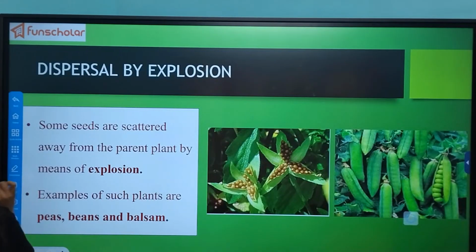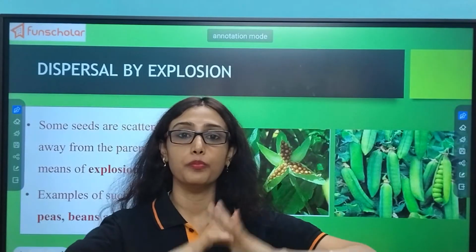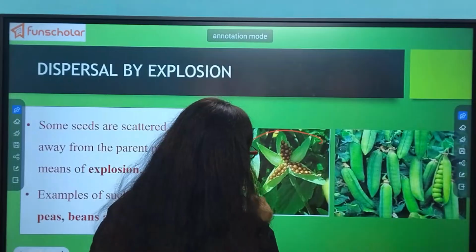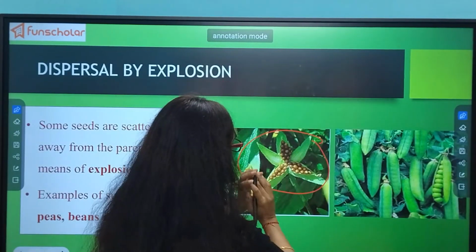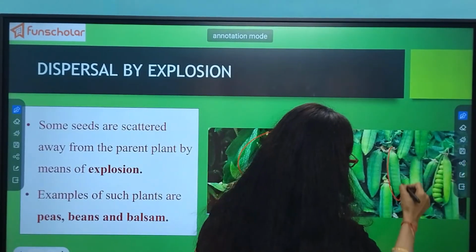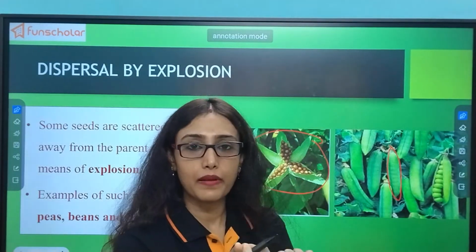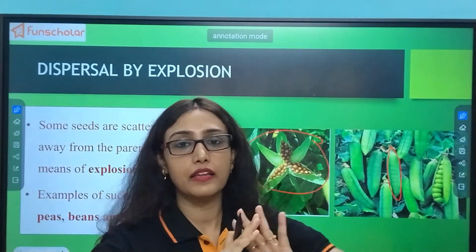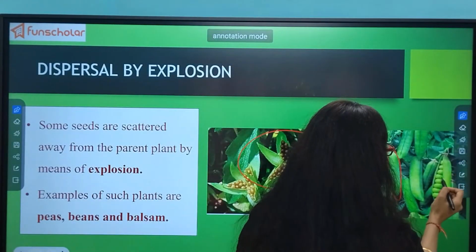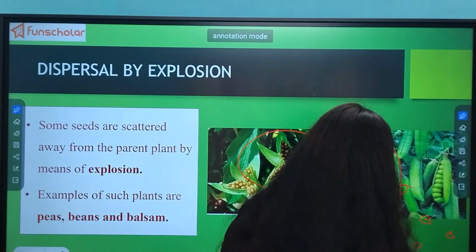Now, explosion. I have just now told you that seeds burst out. Just look at the picture. When the seed is ripe, they burst out. See, when the seed is like this, this is a pea plant. You have often opened the pea plant. See, just open the pea plant and it will spread to a large area. When it bursts out automatically, the seeds are dispersed to a large area.